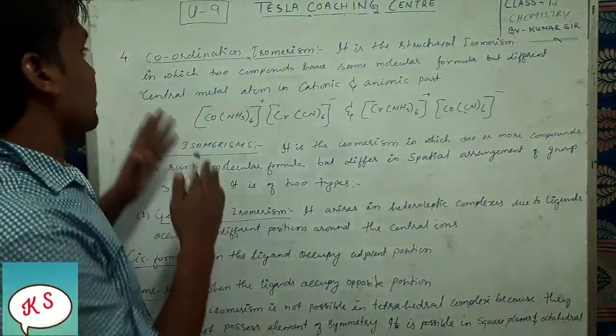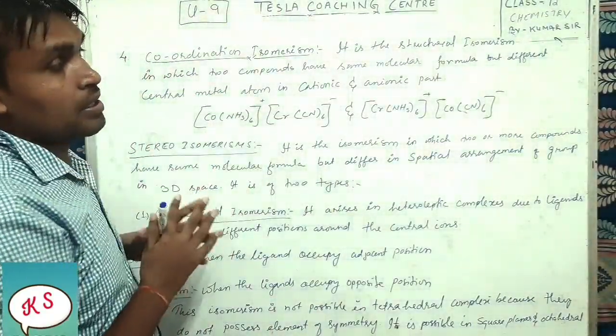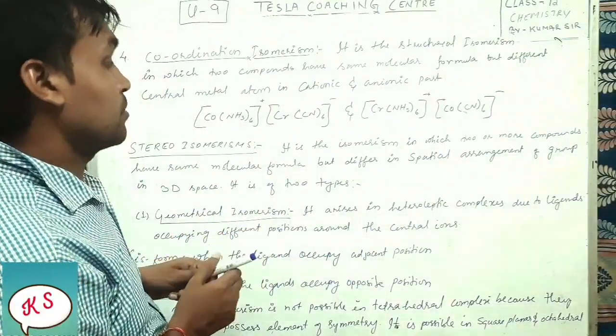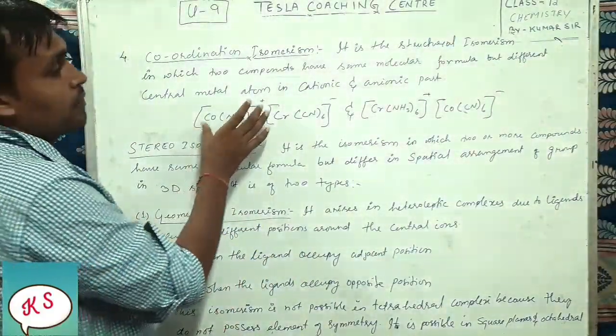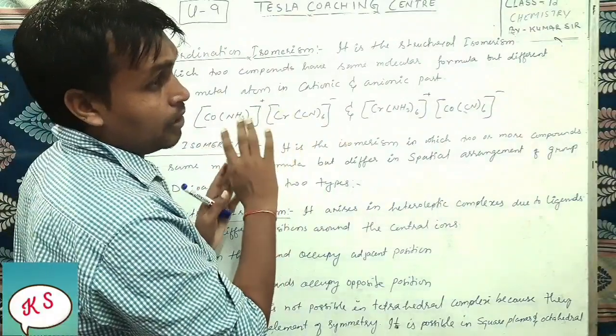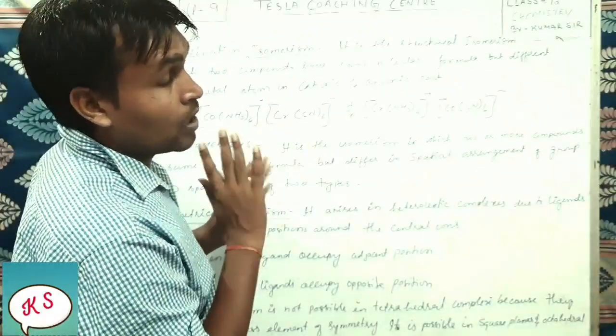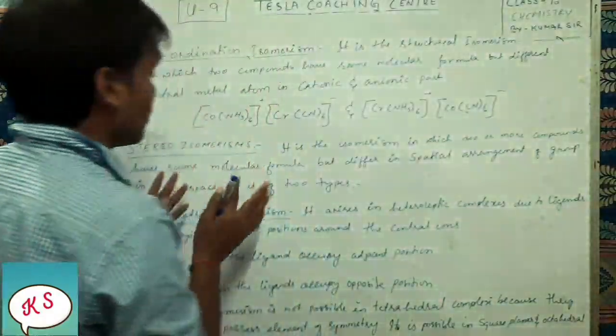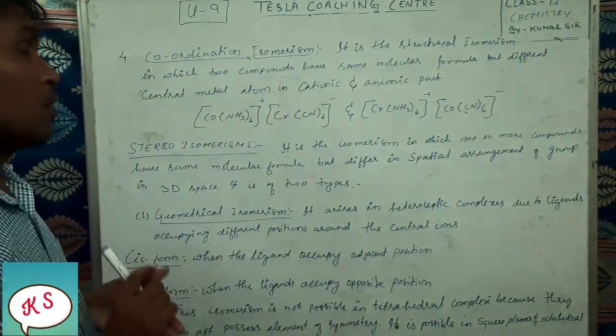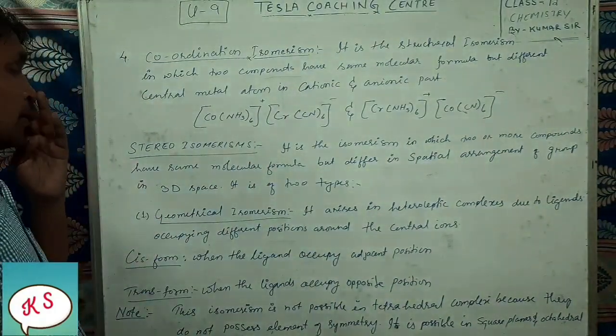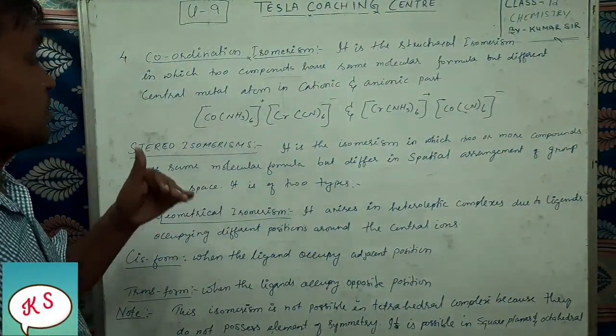So this isomerism, we call it as what? Coordination isomerism, in which only they will differ in the cationic and anionic part. The central metal atom will differ. Entire molecular formula, everything will be same. Okay. Now coming to the structural isomerisms done.